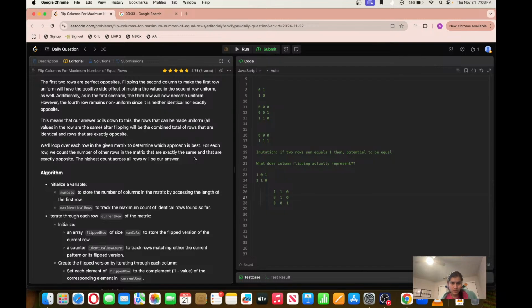Flipping the second column to make the first row uniform will have the positive side effect of making the values in the second row uniform as well. Meanwhile, as in the first scenario, the third row will not become uniform. So this means our answer boils down to this: the rows that can be made uniform after flipping will be the combined total of rows that are identical and rows that are exactly opposite.